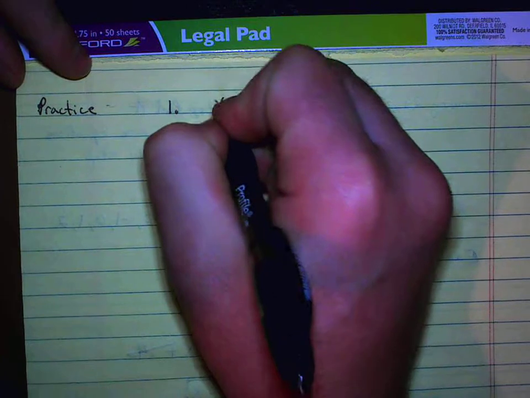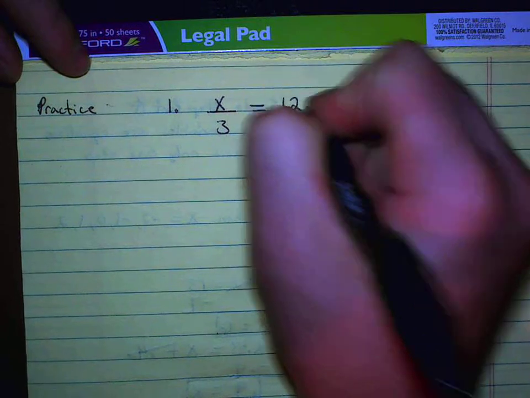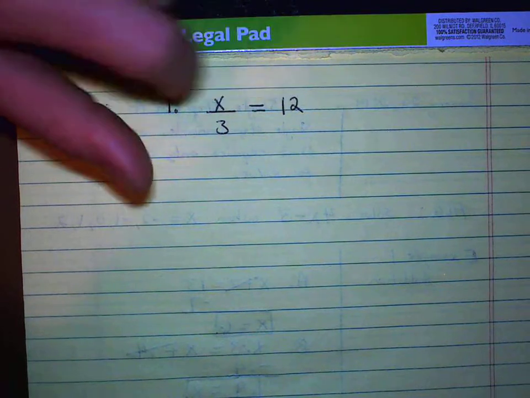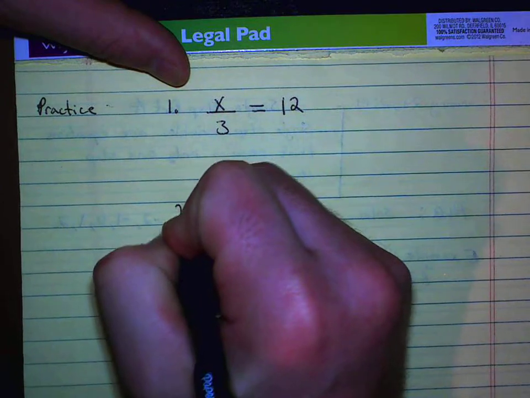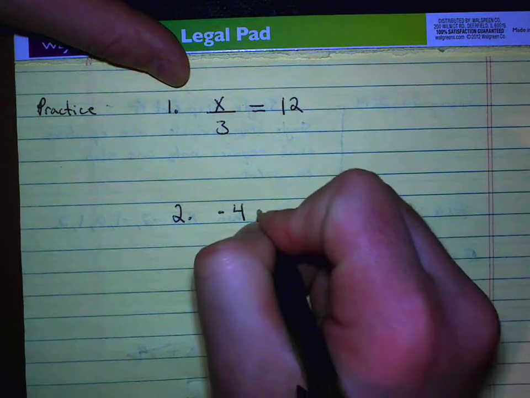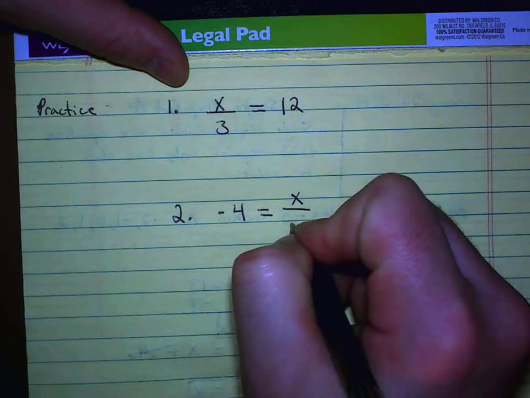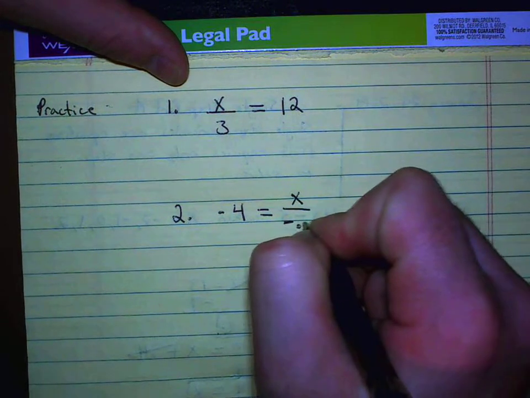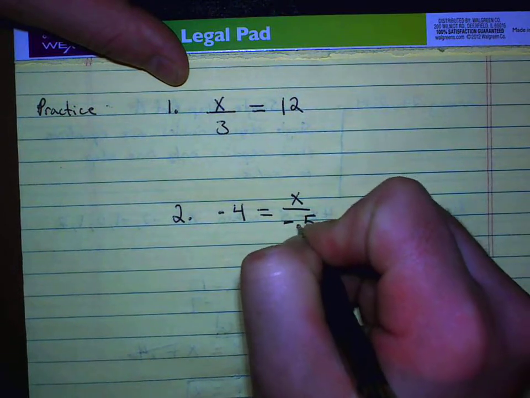We're going to say x over 3 is equal to 12. Remember, this says division. You need to do multiplication on this side to get what x is. Alright. And I'll come down a little bit, leave some space for work. And we're going to go that -4 is equal to x over a negative 0.5. Let's work with a -0.5.